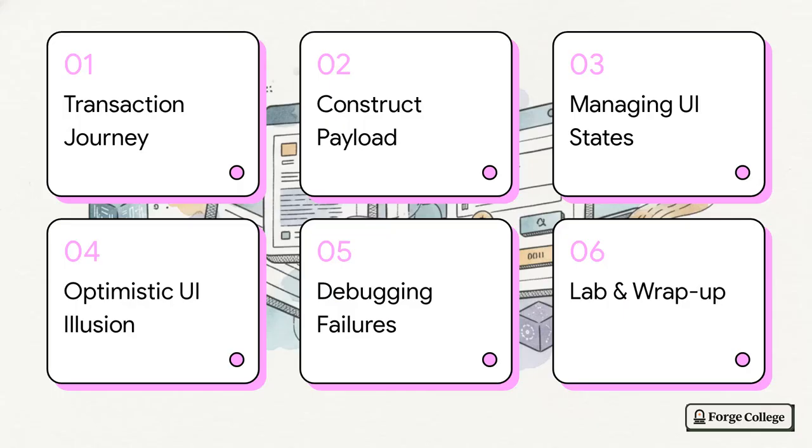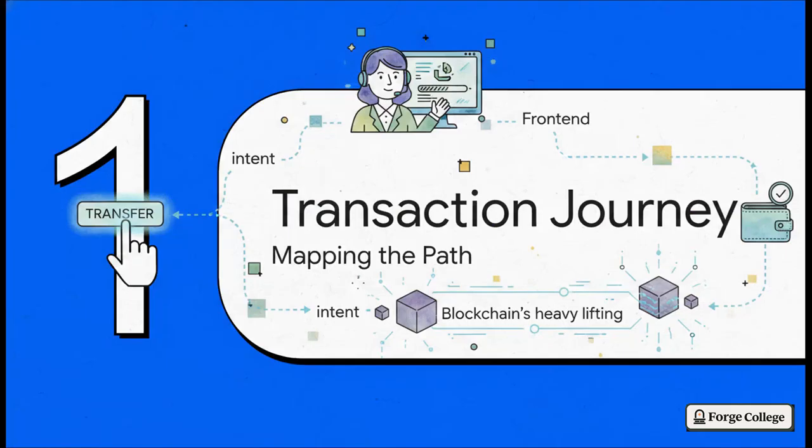Okay, let's take a super quick look at our blueprint for today. We're going to map out the transaction journey, construct the payload, manage UI states, create the optimistic UI illusion, debug common failures, and then wrap it all up with a lab checkpoint. All right, diving right into section 1, the transaction journey. Let's map out this path.